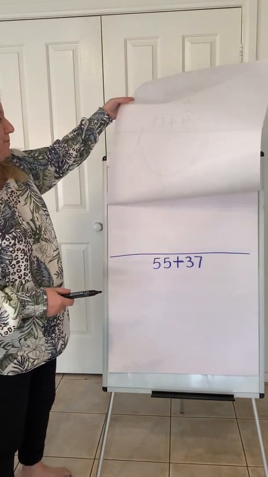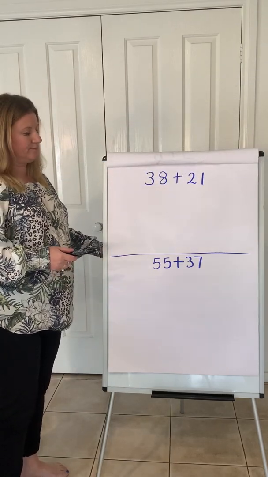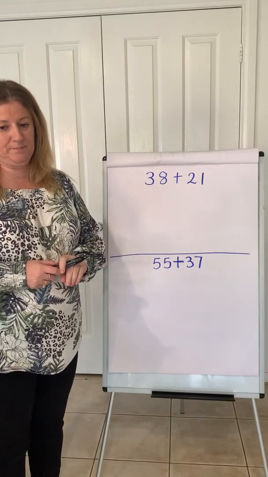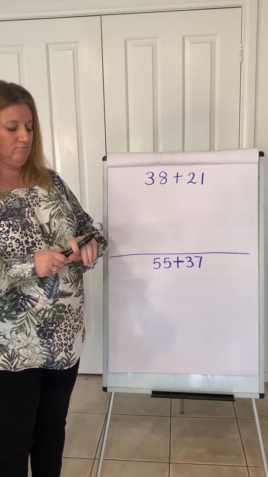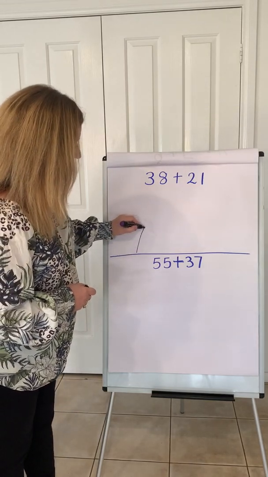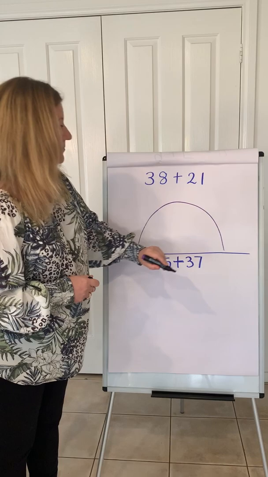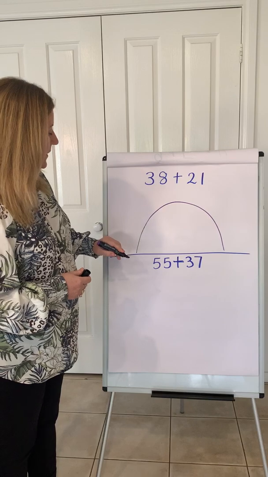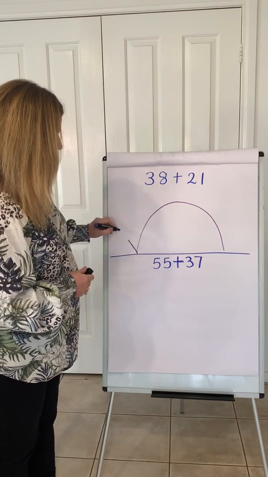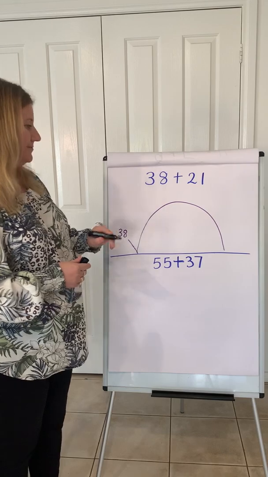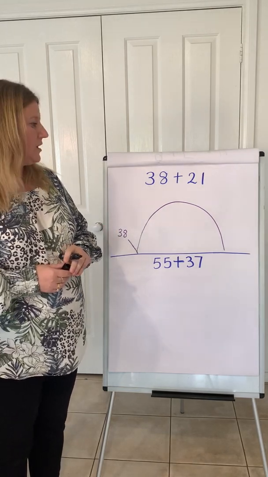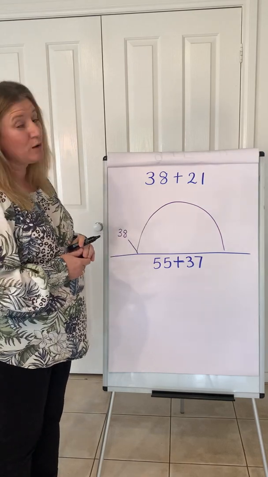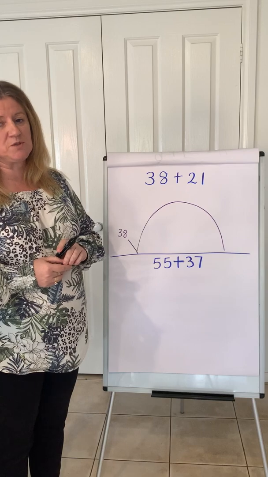Let's have a look at our next one. Here I've got a 2-digit number and a 2-digit number. So once again, I draw my curved line. I start at my biggest number, so 38 is bigger than 21. And I write 38. Now, I need to jump 21. It would take me forever and I'd probably be off the page if I jumped by ones.